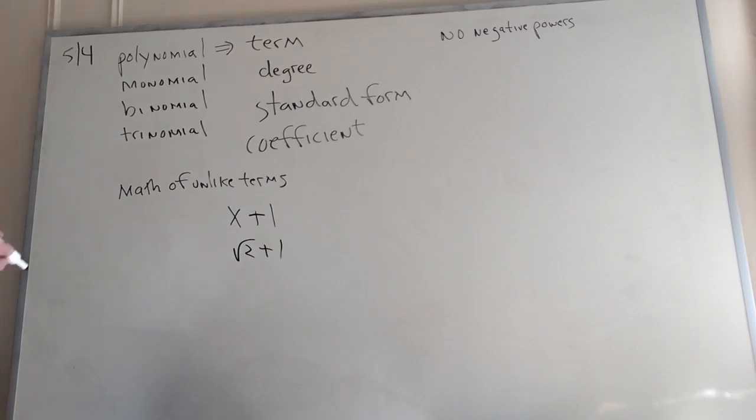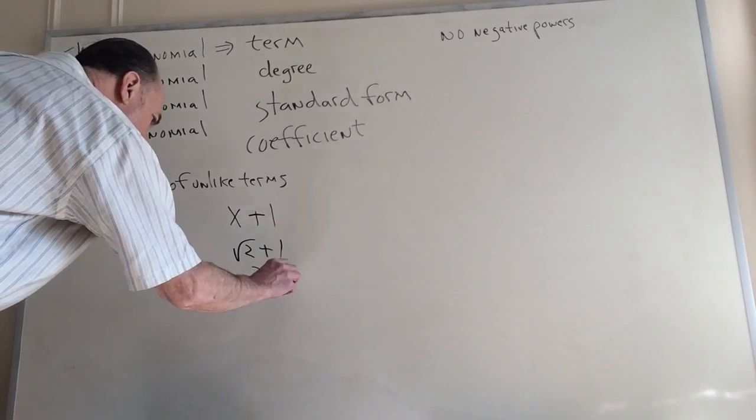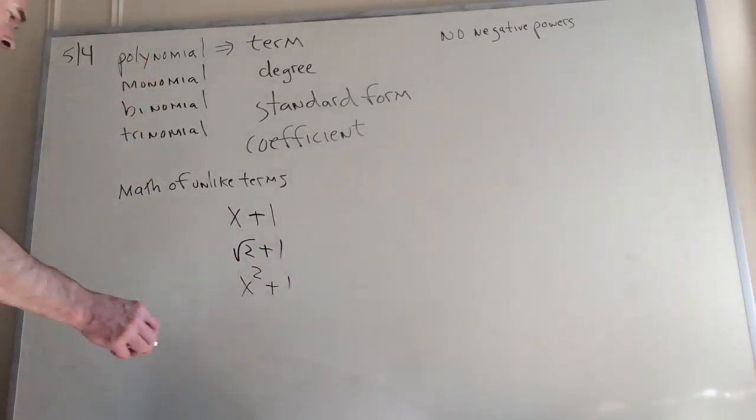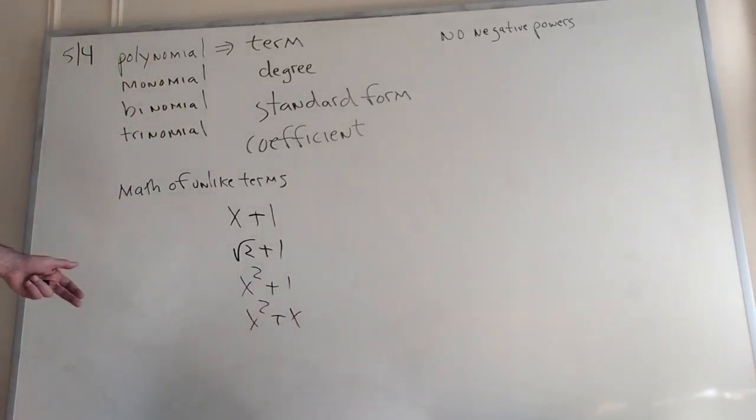Okay? And here we go, moving ahead, maybe anticipating what we haven't done yet. How about x squared plus 1? Or x squared plus x. And so these are unlike terms that can't be combined, as you learned in 7th grade, and you'll relearn again if you've forgotten how to do that. So the math is all about putting these together.